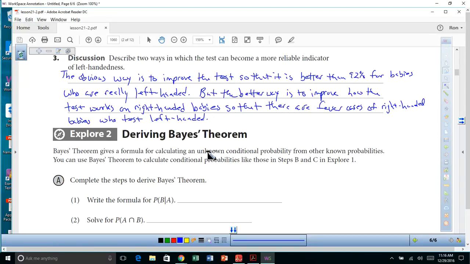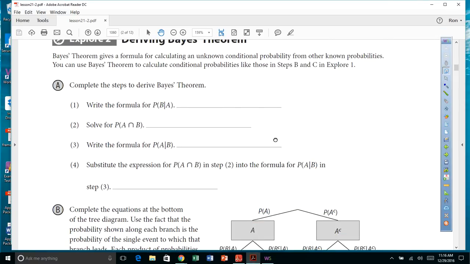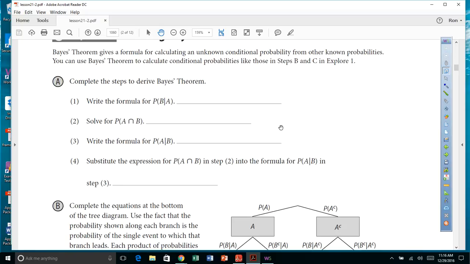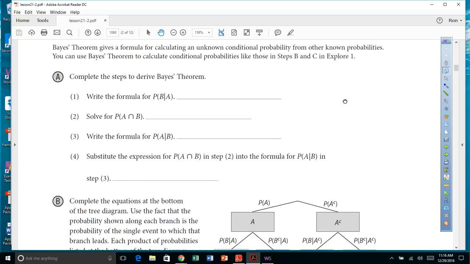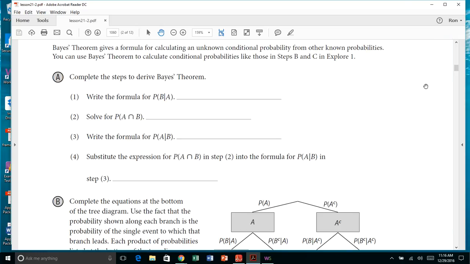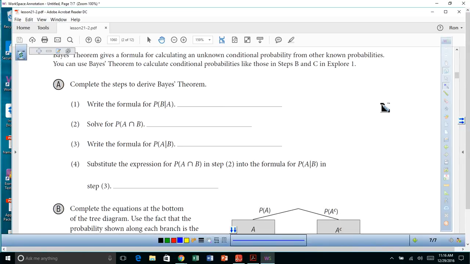All right. Deriving Bayes' theorem. Bayes' theorem gives a formula for calculating an unknown conditional probability from other known probabilities. You can use Bayes' theorem to calculate conditional probabilities like those in steps B and C in Explore 1. Complete the steps to derive Bayes' theorem.